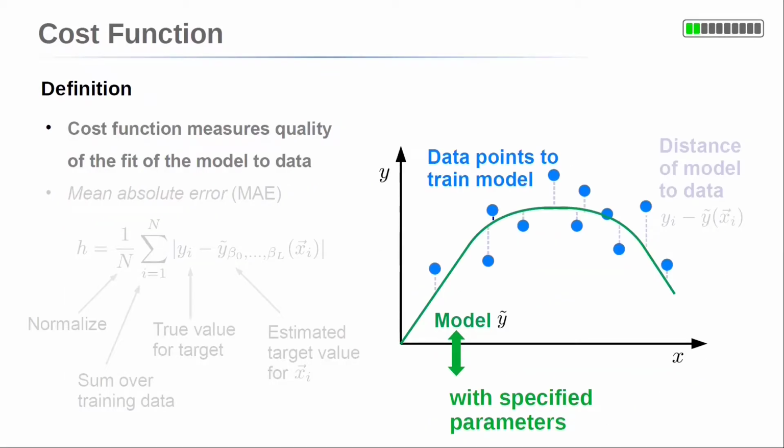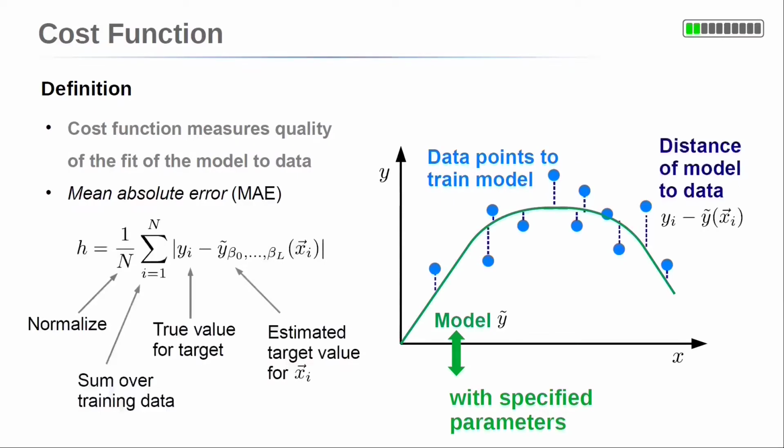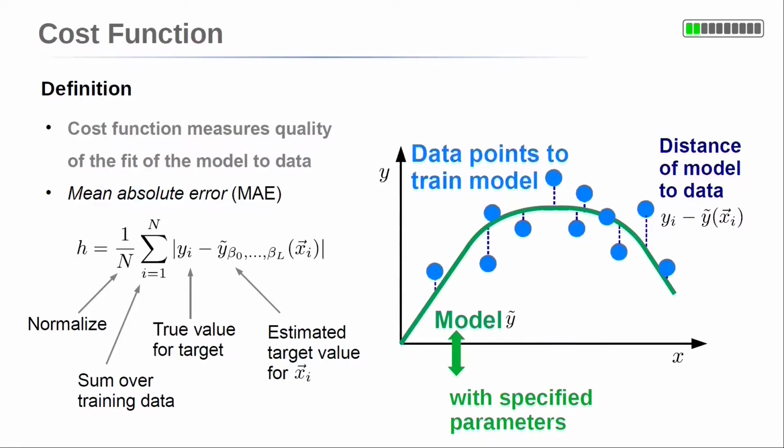A cost function measures the quality of the model fit to data. Note that a cost function is often also called loss function. An example for such a cost function is the mean absolute error. Let's take a look on the right side. This cost function considers the differences between the model with certain parameter values and the corresponding true values of the target variable y.